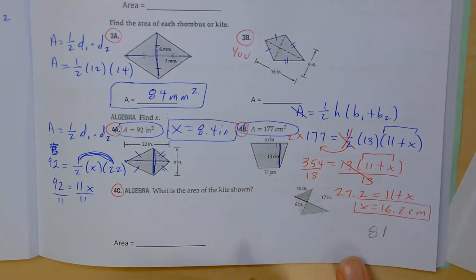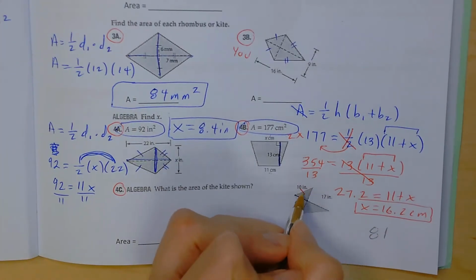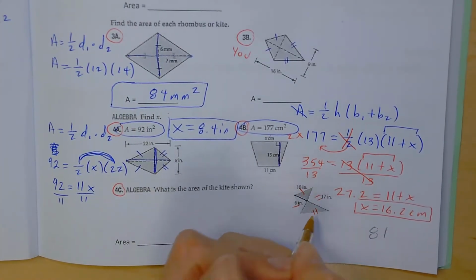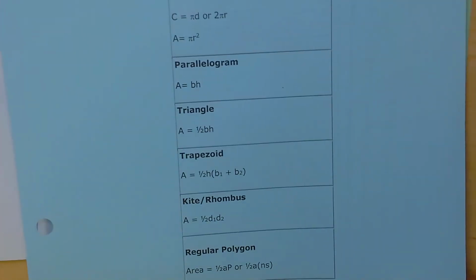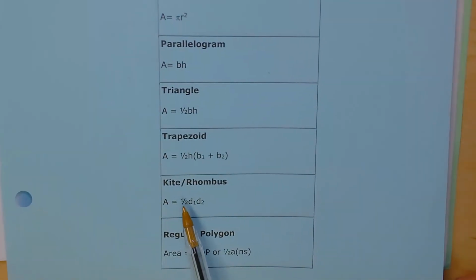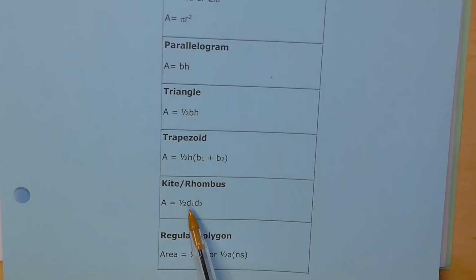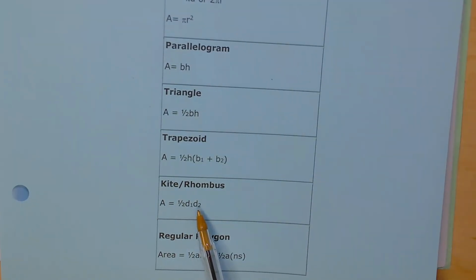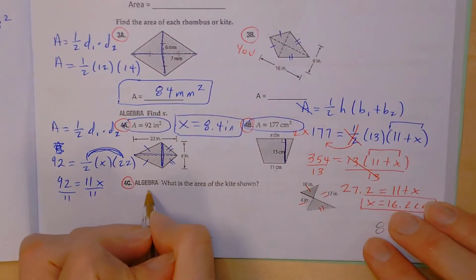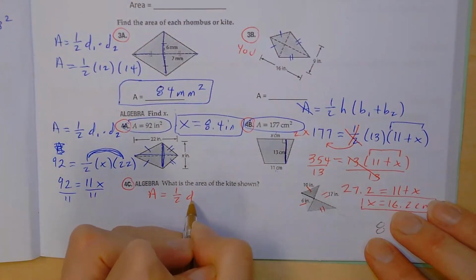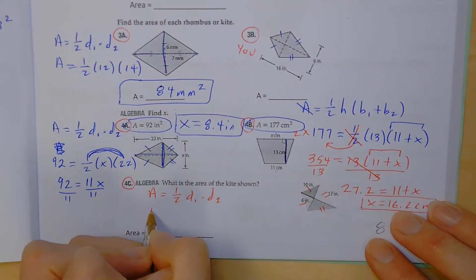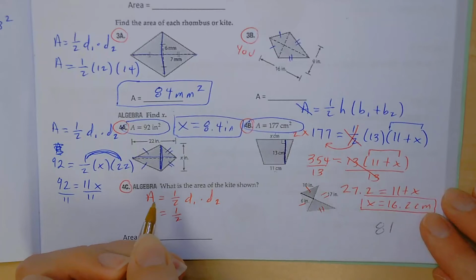Okay, last example, we're going to find the area of this kite. So again, it's a kite because you have two pairs of consecutive congruent sides. All right, so let's look at the kite formula again. The kite formula is the same as the rhombus formula. It's 1/2 diagonal 1 times diagonal 2. Okay, so I'm going to write my formula down: 1/2 D1 times D2. Now I'm going to see if I have my diagonals.